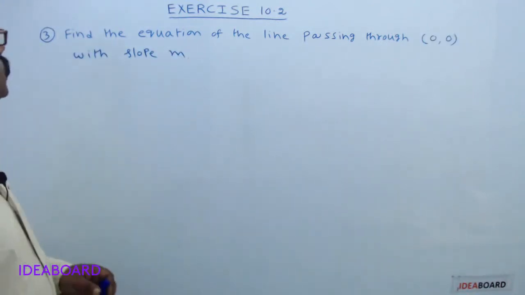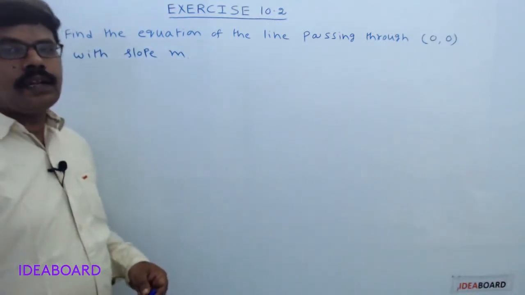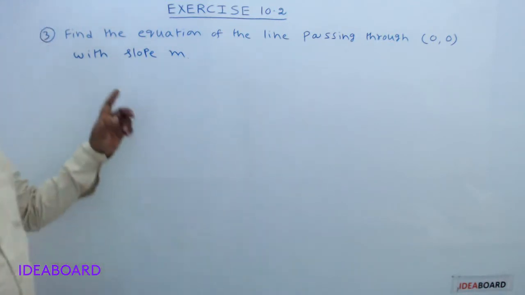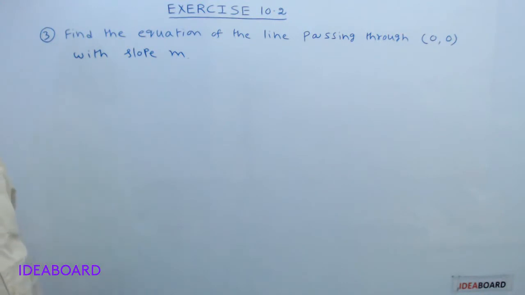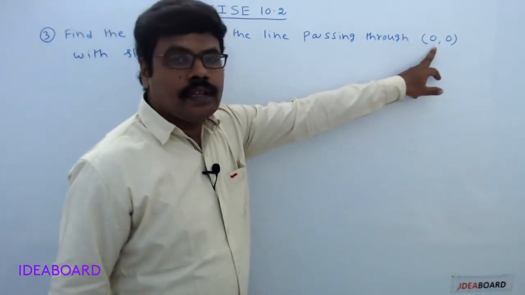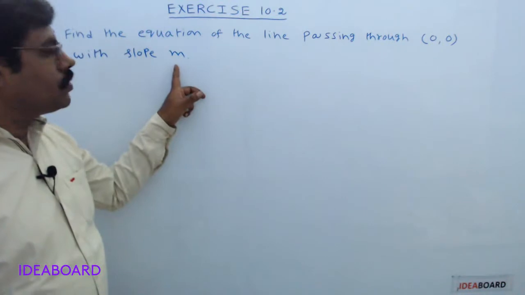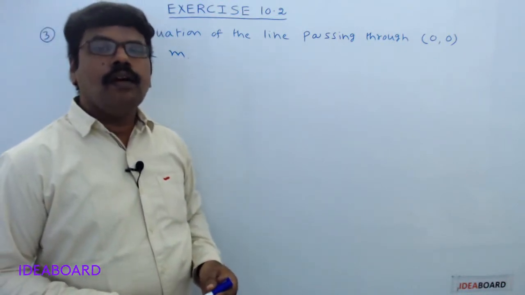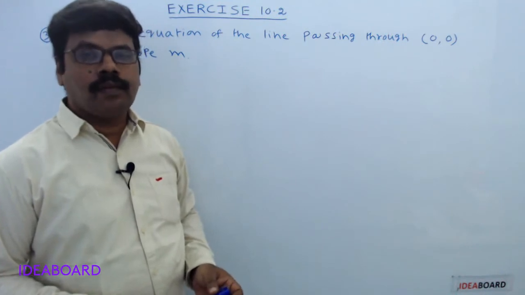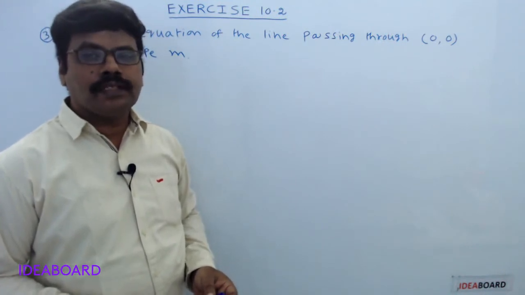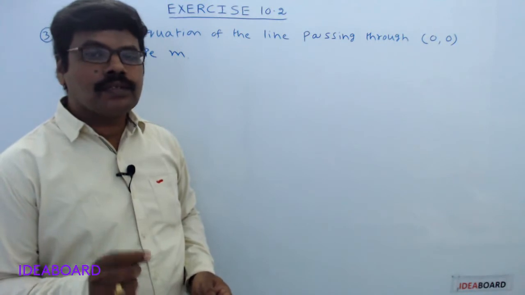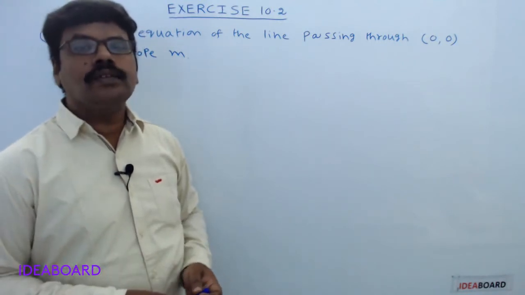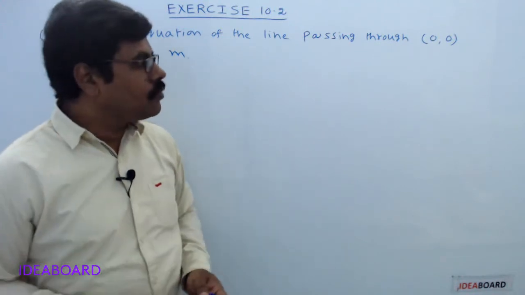Now come to the next question. Find the equation of a line passing through the point 0, 0 with a slope m. Denote this point with x1, y1. Slope of the required line is m. We know that equation of a straight line passing through a point x1, y1 and having slope m is y minus y1 equals to m into x minus x1, which is also called slope point form. Use that formula.